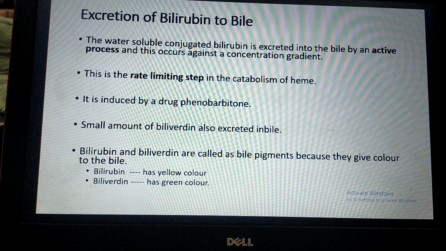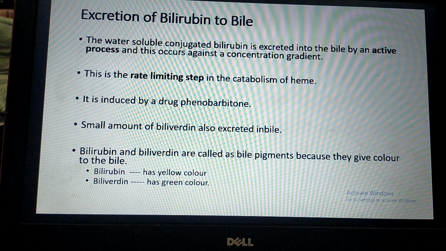Now the water soluble conjugated bilirubin is excreted into the bile by an active process. Why active process? Because in the bile the concentration of bilirubin is more as compared to inside the liver cells. So they have to pump the bilirubin into the bile, which has more concentration, that is against the concentration gradient. So it requires energy, therefore this process is active, and it is the rate limiting step of heme catabolism. Rate limiting step means generally it is a slow step.